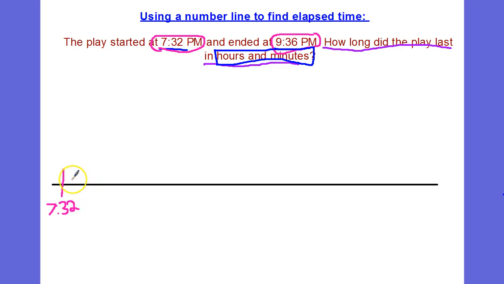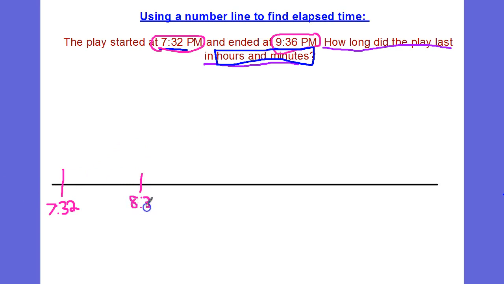Now, when we're using a number line, we're going to figure out our larger times first, okay? What I mean by that is, can we go from 7:32 to 8:32 and still be within our time limit here, 7:32 to 9:36? Well, the answer is yes. I can go from 7:32 to 8:32 and still be within my time limits.